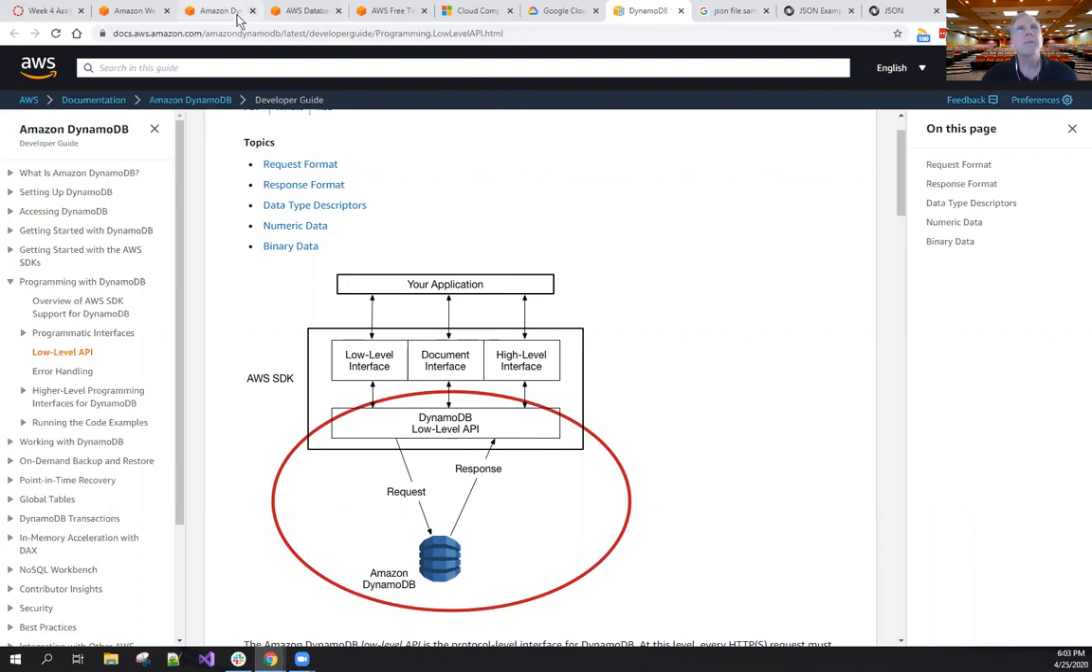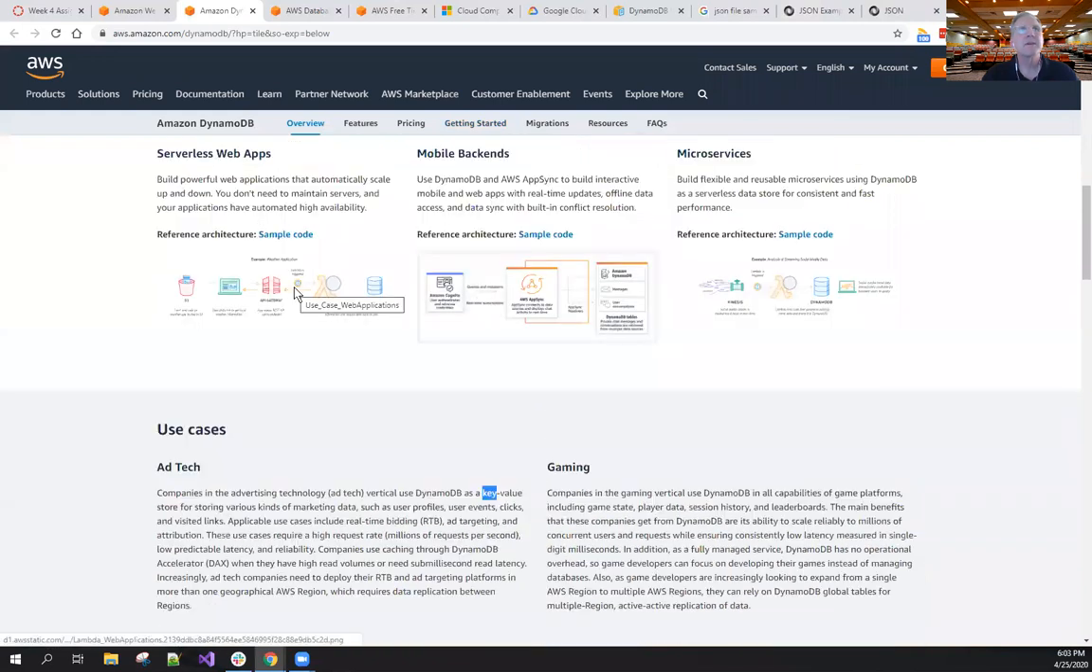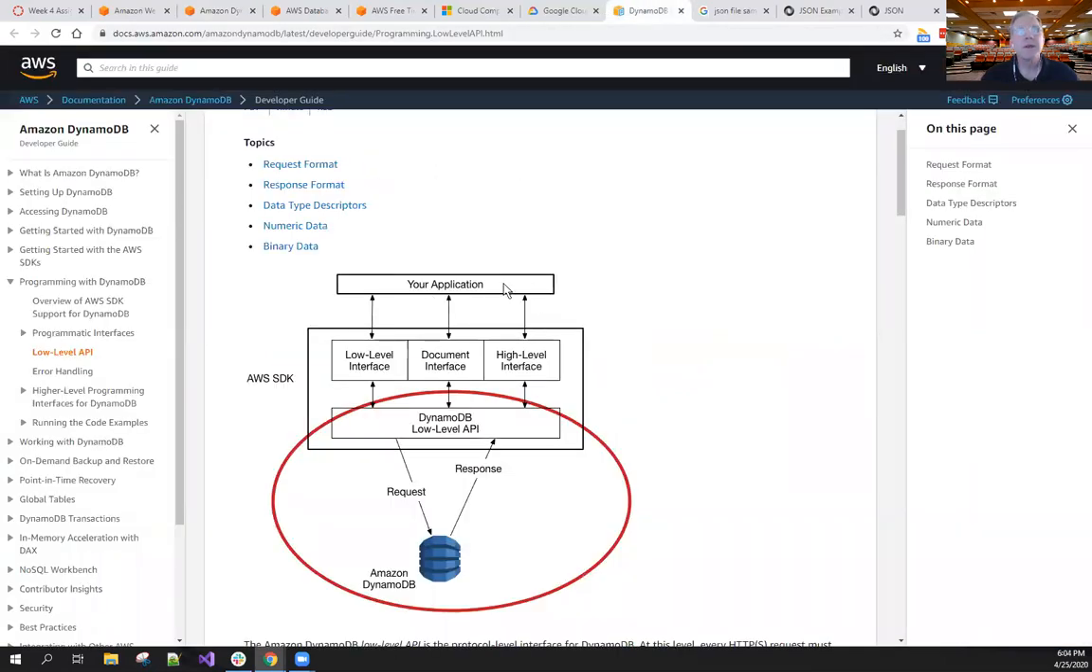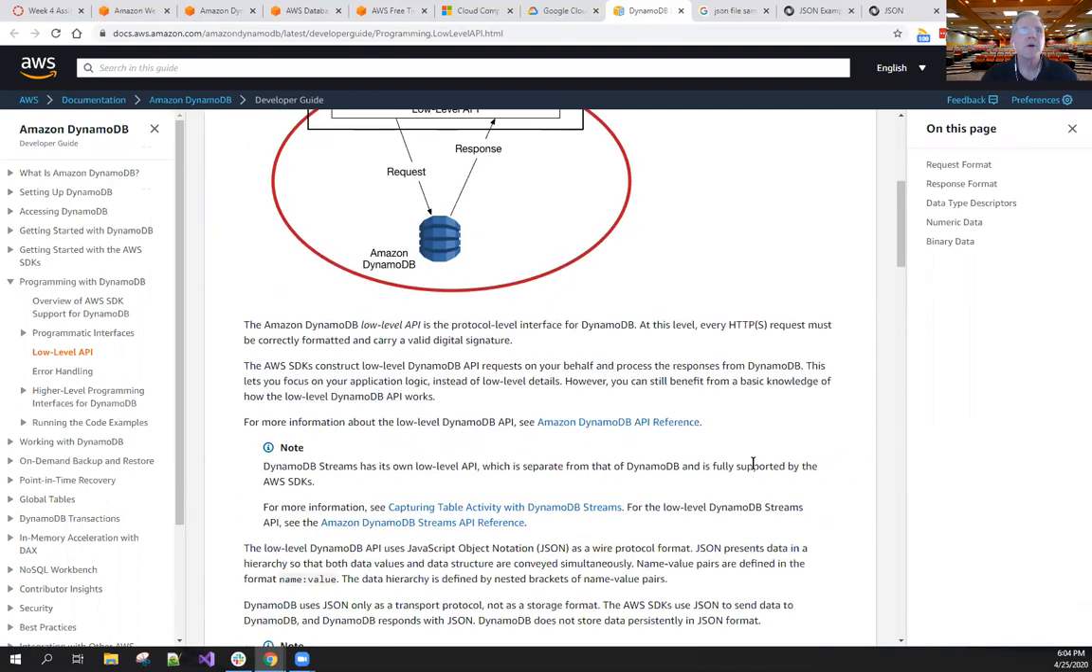Okay, so it's like this. What we're seeing is the application talking to DynamoDB. Here's the application, it's serverless, and we talk through an API, application programming interface. The low-level API uses JSON as a wire protocol format. JSON presents data in a hierarchy so that both data values and data structure, that's key, are conveyed simultaneously.